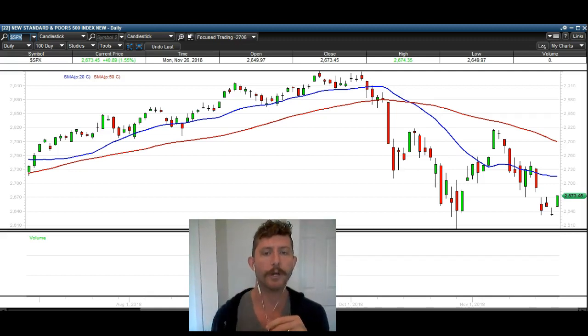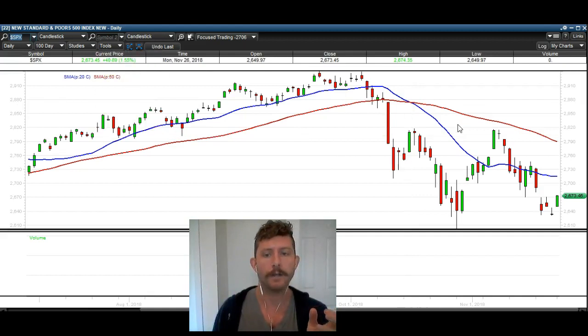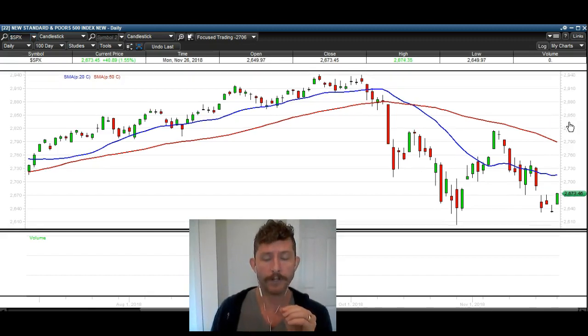So here is the market. This is the S&P 500, and I want to point out that overall, we're still bearish in the market. We're still making lower lows, lower highs. So please do not get confused. In the long run, we're still looking bearish, okay? Here's a high, lower high. Here's a low, lower low, lower low right there. So lower lows, lower highs in the near term.